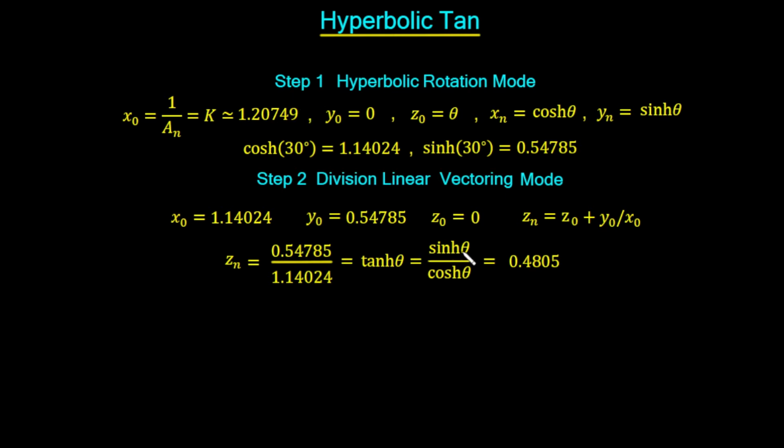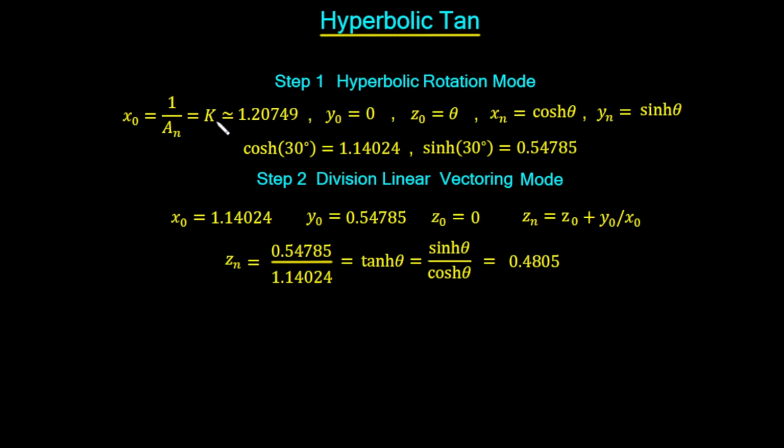We work out our sin theta and our cos theta in step 1. And then in step 2, we divide the sin theta with the cos theta, and it'll give us our tan theta. So we've seen step 1 in the previous video when we generated the sin and the cos. So this is a hyperbolic in rotation mode.